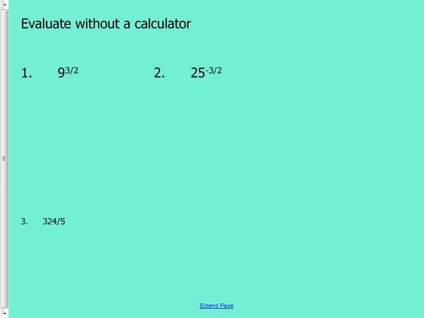So if you had to do this one, it's got a root and it's got a power. Would you please figure out 9 to the 3/2 power in your head? First you do the root, then you do the power. Write it down, turn it my way, and tell me what you think it is.